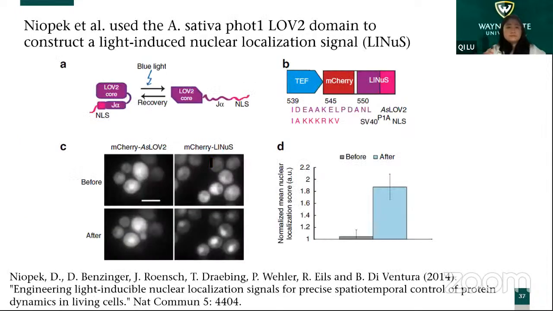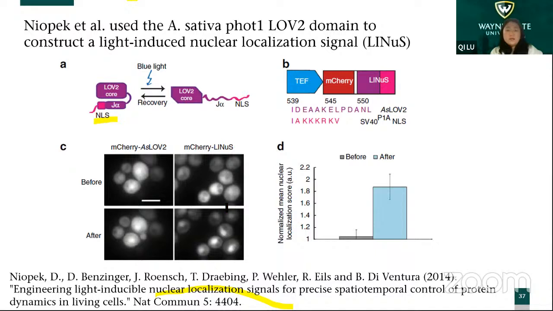So this one is nuclear localization signals. The NLS signal and proteins were linked to this nuclear localization signal. After shining the blue light, the nuclear localization signal peptide will be released, and these proteins will be transported to the nucleus.